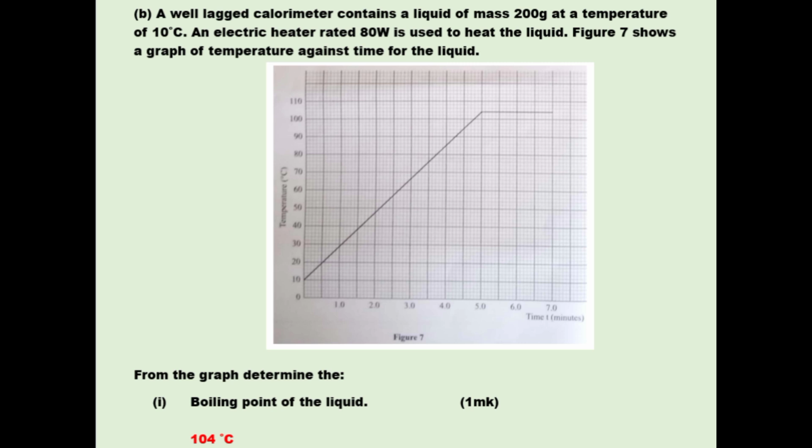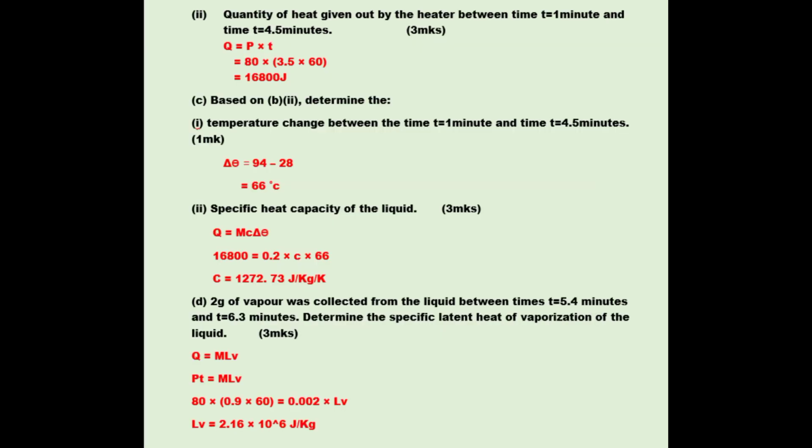Then Roman 2, quantity of heat given out by the water between time t 1 minute and time t 4.5 minutes. Quantity of heat given out by the heater between 1 minute and 4.5 minutes. We know for the heater we have the power. The power of the heater we are given, it is 8 watts.